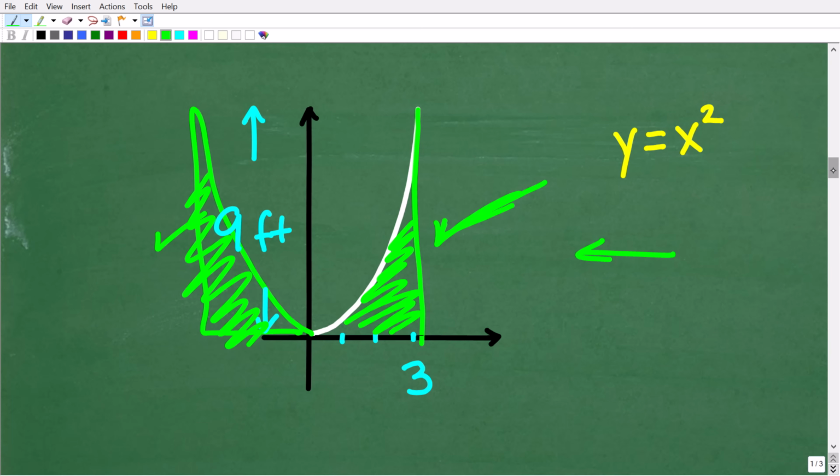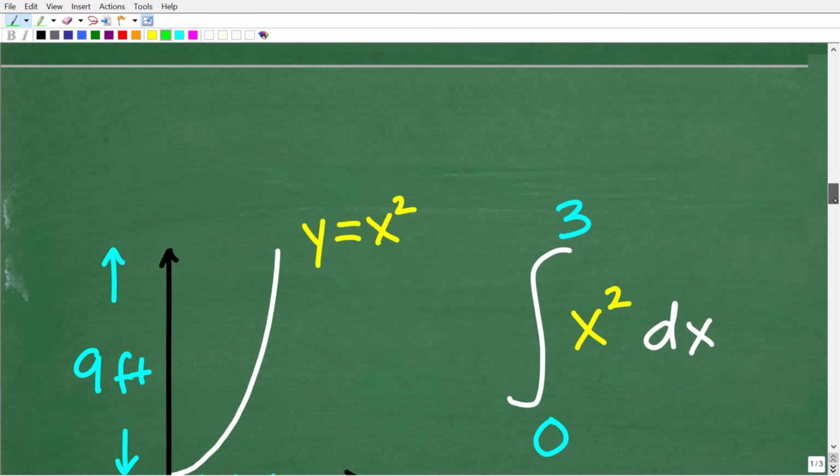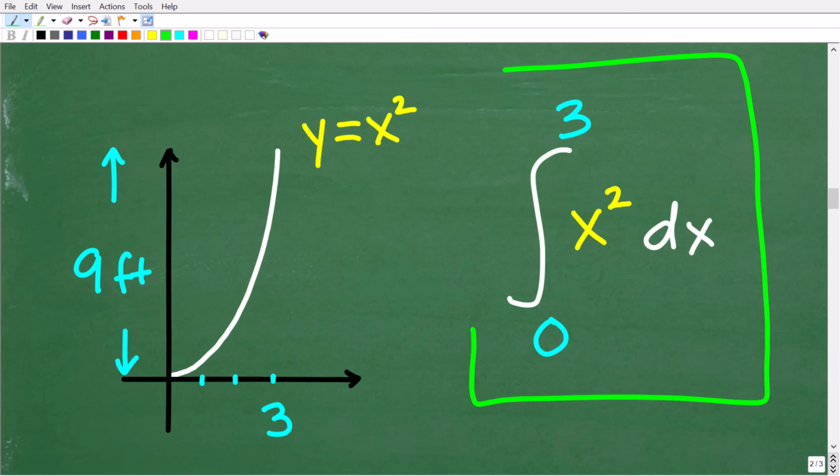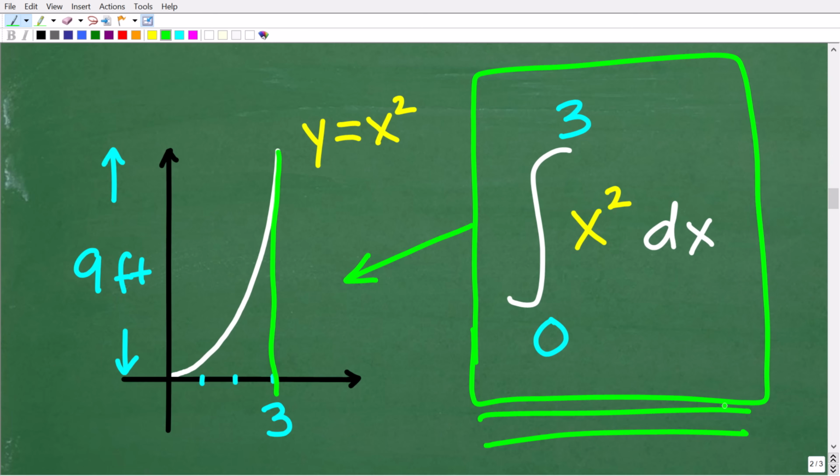Okay, so this is where calculus is going to come into play, and actually what we're looking at right here is calculus, and this is going to tell us the area underneath this curve. All right, now if you've never taken calculus before, this probably looks very intimidating, but it's actually very easy to understand. So don't let this notation throw you off.